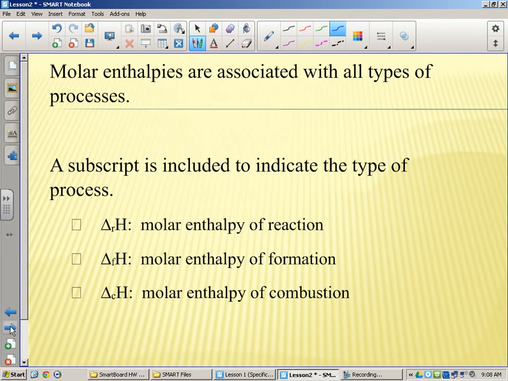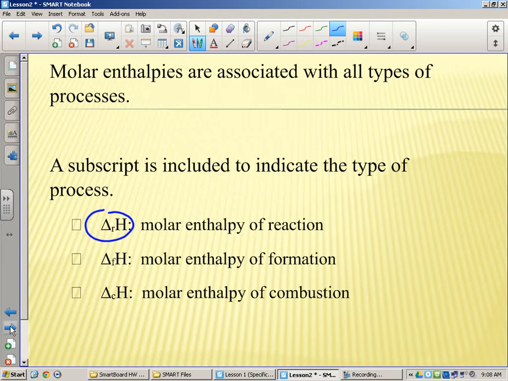Molar enthalpies are associated with all types of processes. You may see some little subscripts that go with these. There are quite a few here, but these are the main ones we're going to use. If you see a little delta RH, once again, delta H is the enthalpy change. Delta RH stands for the molar enthalpy of the reaction, so the molar enthalpy for that particular reaction to take place.